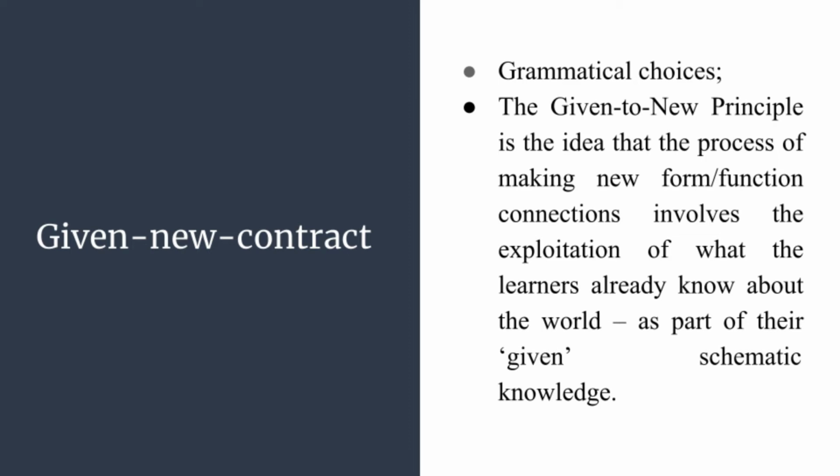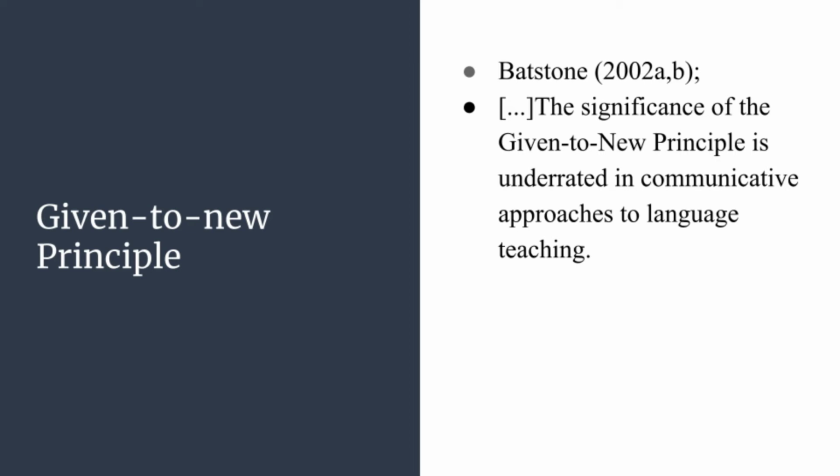That is the idea that the process of making new form-function connections involves the exploitation of what the learners already know about the world as part of their given schematic knowledge. This also helps us to understand how a meaning we are already familiar with is expressed by a particular grammatical form. Batstone 2002 has argued that the significance of the given-to-new principle is underrated in communicative approaches to language teaching.